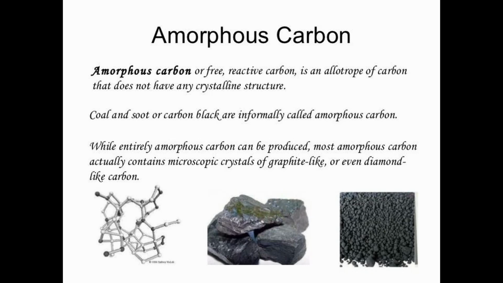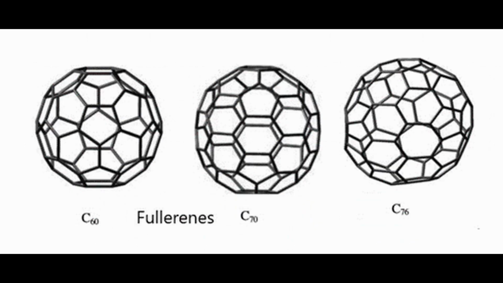Amorphous carbon can be either crushed graphite or soot, or carbon black, products of incomplete combustion. Fullerenes are nanometer-sized, spherical, or ellipsoid-shaped cages of a single shell of carbon atoms. Fullerenes are often products of incomplete combustion.